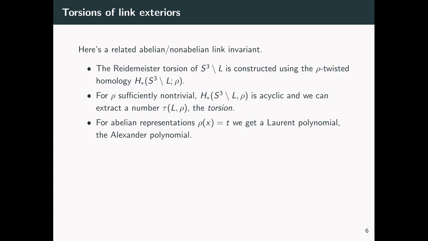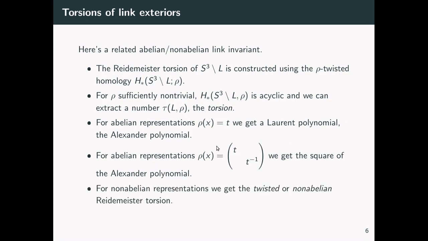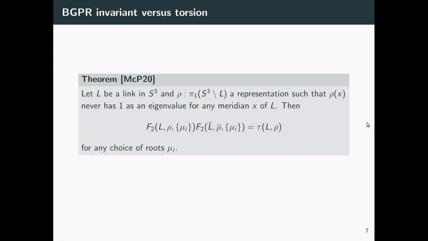For abelian representations, the simplest possible one is a representation with abelian image, where you just send every meridian to some variable t. This is basically the abelianization map. And then your invariant is going to be a Laurent polynomial in t, which is the Alexander polynomial. That's one way of constructing it. You could do something similar with this abelian representation t inverse, and you're going to get the square of the Alexander polynomial. The reason that it's a square is that there's two factors, so each one gives you an Alexander polynomial, and then it winds up being symmetric in t and t inverse, which is nice. All right. If you do this with a non-abelian representation, you're going to get a twisted or non-abelian Reidemeister torsion, which just means it's a generalization where you don't use a simple representation, you use a more complicated one.